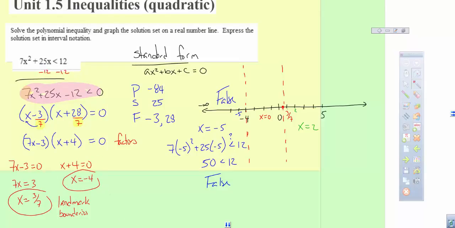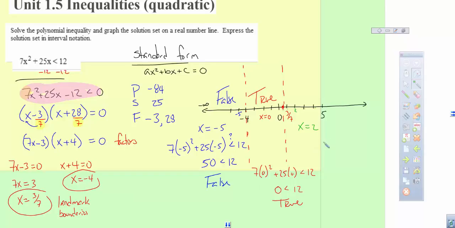We go to the second region. In the second region, we have 7 times 0 squared plus 25 times 0. And the question is, will that be less than 12? Well, 0 squared is 0. 0 times anything is 0. Plus 0 times anything is 0. So 0 is less than 12, and that is a true statement. That means that any numbers that we choose from 3/7 to -4 will make this inequality true.